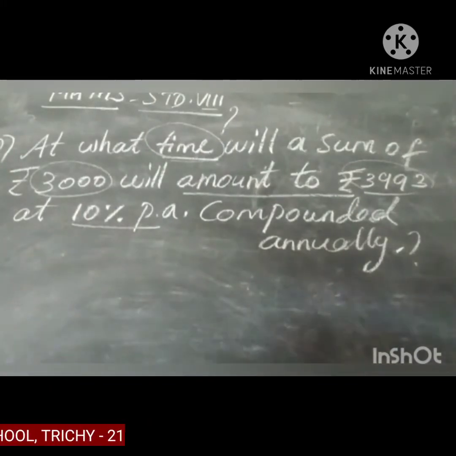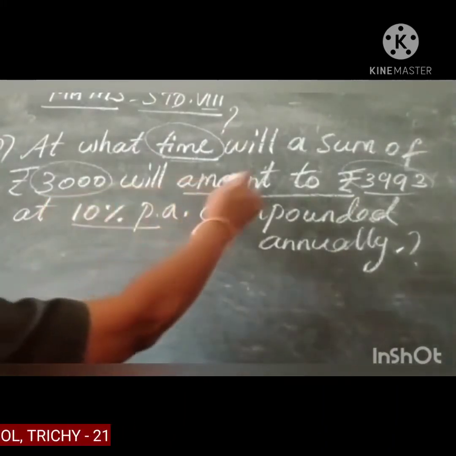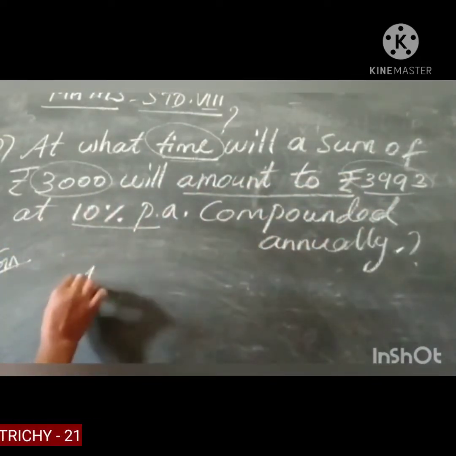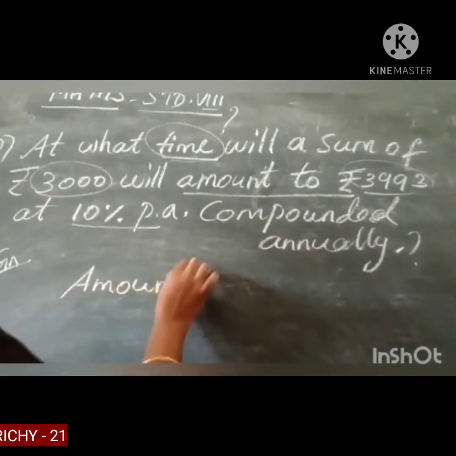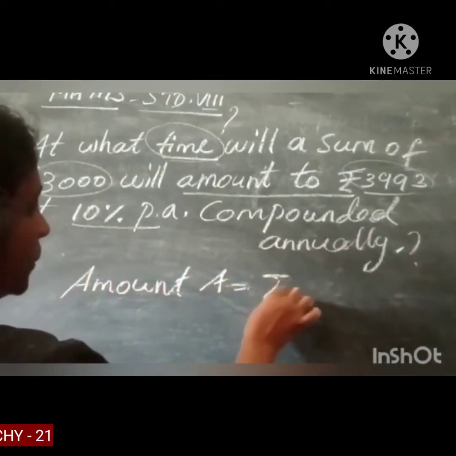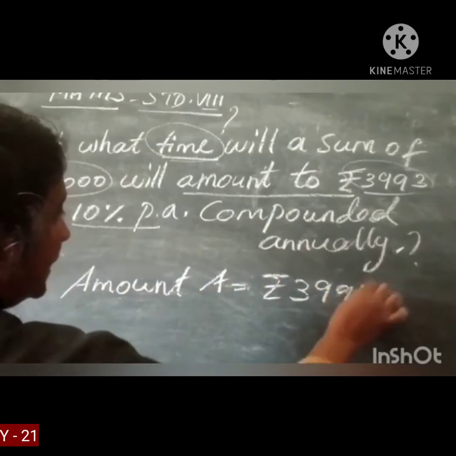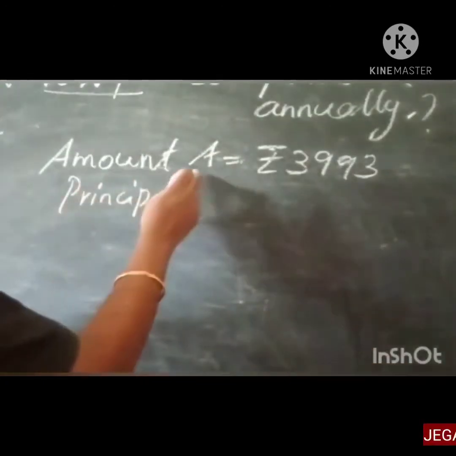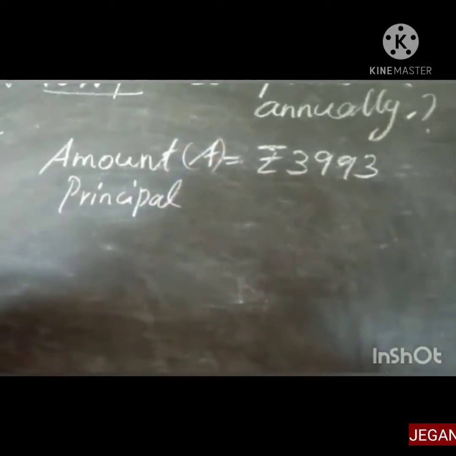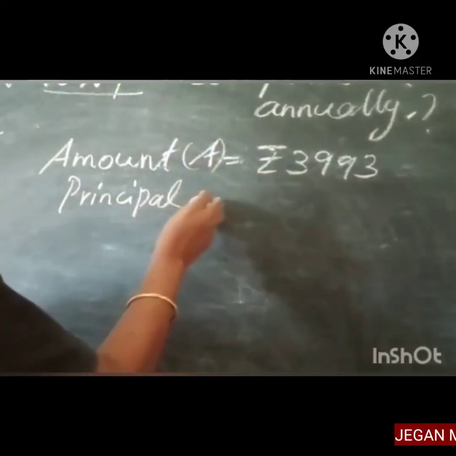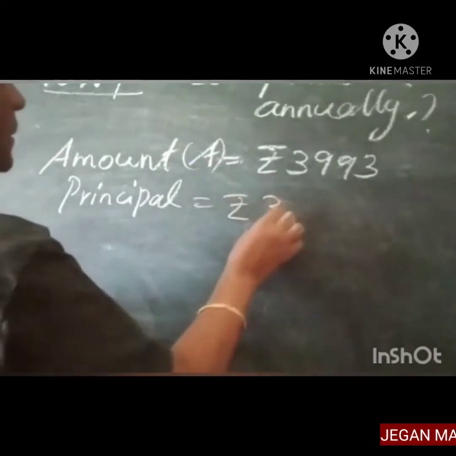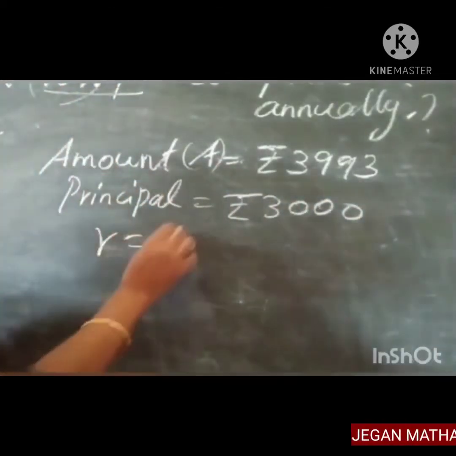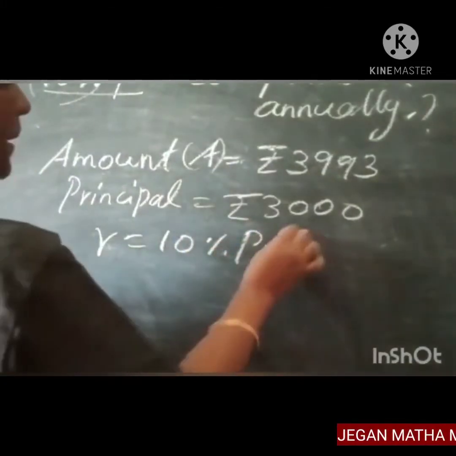At what time will the sum of rupees 3000 amount to this one? So what is given in the sum? Amount A equal to rupees 3993, that is given. Amount A equals rupees 3993, principal value rupees 3000, and rate of interest R equal to 10% per annum.